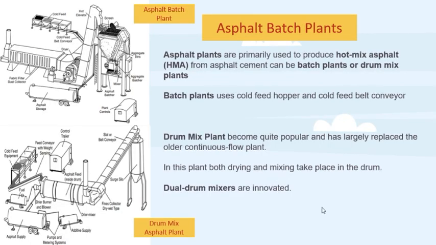So next is about asphalt batch plants. Asphalt plants are primarily used to produce hot mix asphalt, HMA, from asphalt cement. They can be batch plants or drum mix plants. The one at the top is the asphalt batch plant and the bottom is the drum mix asphalt plant. First is batch plants, which use a cold feed hopper and cold feed belt conveyor. As you can see, this is the cold feed hopper and this would be the cold feed conveyor.